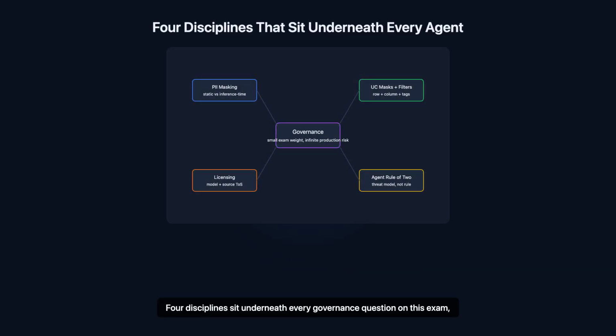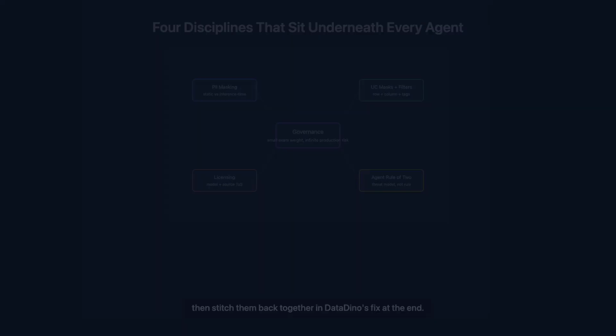4 disciplines sit underneath every governance question on this exam, and underneath every production agent you'll ship: PII masking, choosing between static and inference-time strategies; Unity Catalog masks and filters, meaning row filters, column masks, and governed tags; licensing, both the model license and the source document terms of service; and the agent rule of 2, which is a threat model rather than a rule you memorize. We'll take them in that order, then stitch them back together in DataDino's fix at the end.